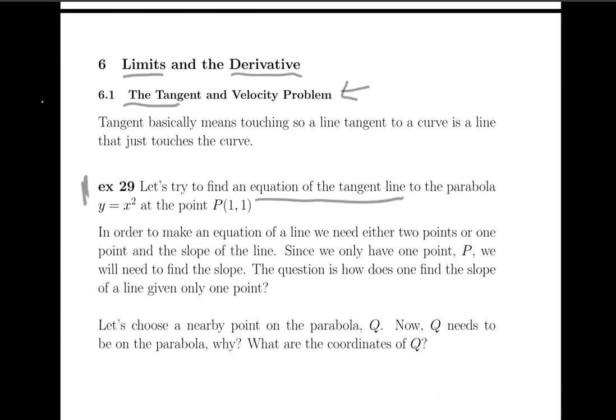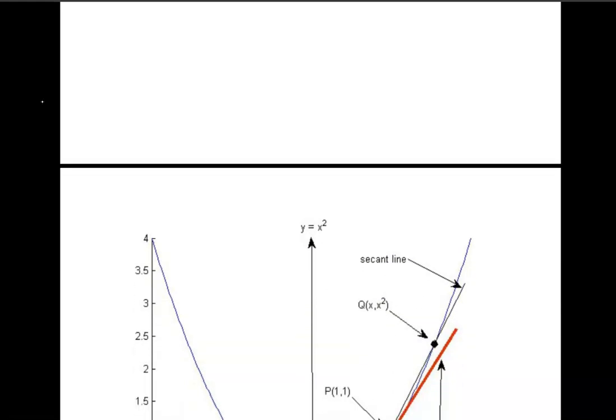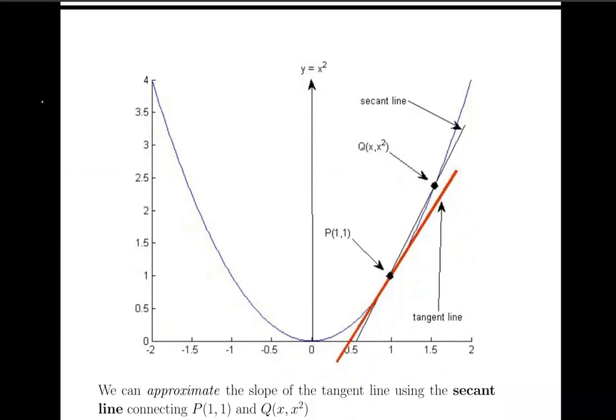So let's take a look at the graph here. Here's a graph of y equals x squared, and you can see the blue is the parabola y equals x squared. And the red is the tangent line, and P is the point (1, 1). So the tangent line, the red line, is touching the point (1, 1). And the idea is, how do I find an equation of this? Again, I only have 1 point, the point (1, 1). I don't have anything else to go by.